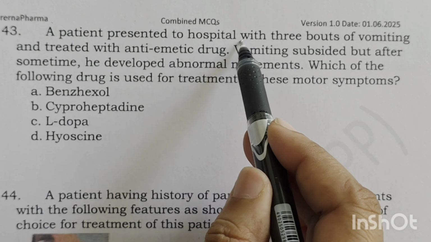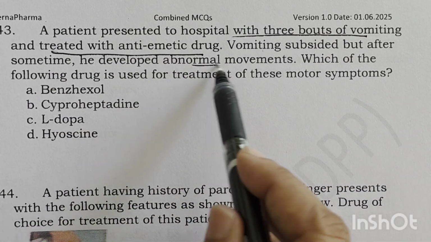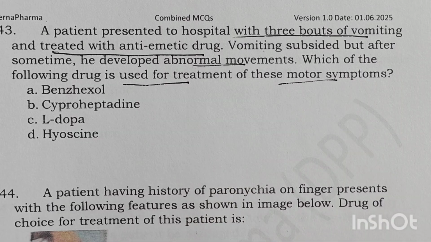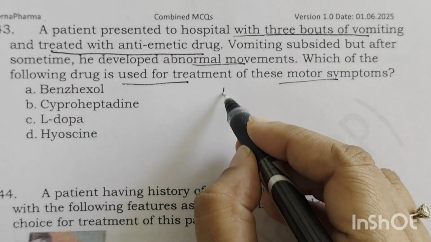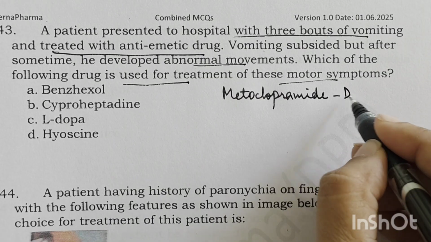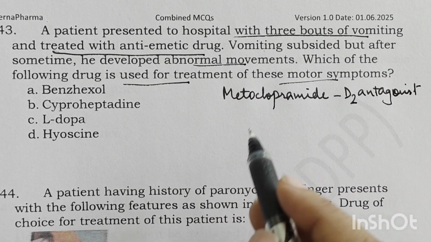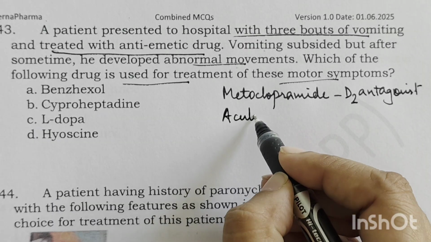A patient presents to the hospital with 3 bouts of vomiting and treated with antiemetic. Vomiting subsided, but after some time he developed abnormal movements. Which of the following drugs is used for the treatment of these motor symptoms? So that means the patient was given an antiemetic drug, that was metoclopramide, and because metoclopramide is actually a D2 receptor antagonist, a D2 blocker, that is why it caused abnormal movements, which are basically acute muscular dystonia type of condition.